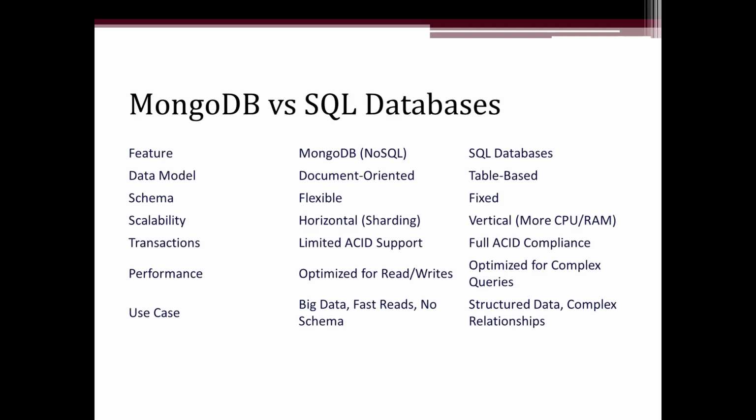MongoDB has horizontal scalability, limited ACID support, and is optimized for read-write applications, whereas SQL has a vertical scalable structure. It has complete ACID compliance and it's optimized for complex queries. MongoDB is usually used in big data applications, whereas SQL is used for structured and complex relationships.